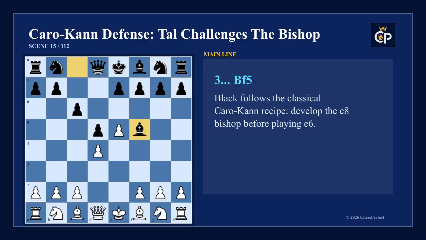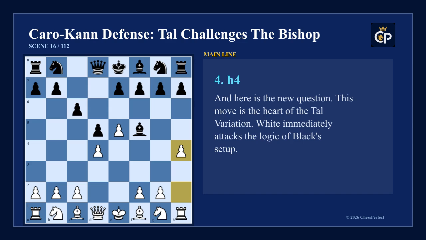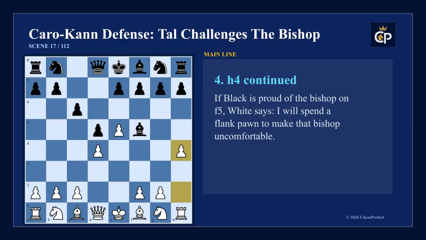Bishop f5. Black follows the classical Caro-Kann recipe: develop the c8 bishop before playing e6. h4. And here is the new question. This move is the heart of the Tal variation. White immediately attacks the logic of Black's setup. If Black is proud of the bishop on f5, White says, I will spend a flank pawn to make that bishop uncomfortable.